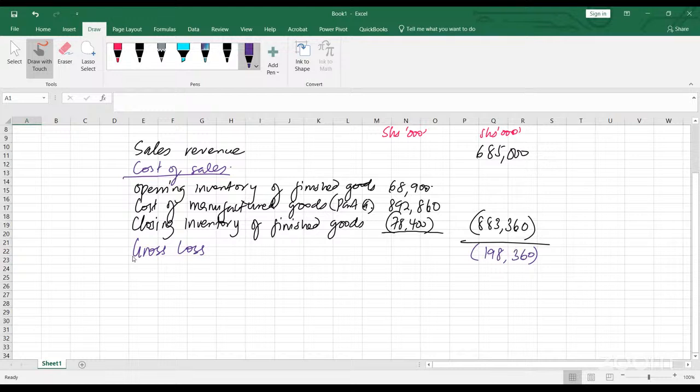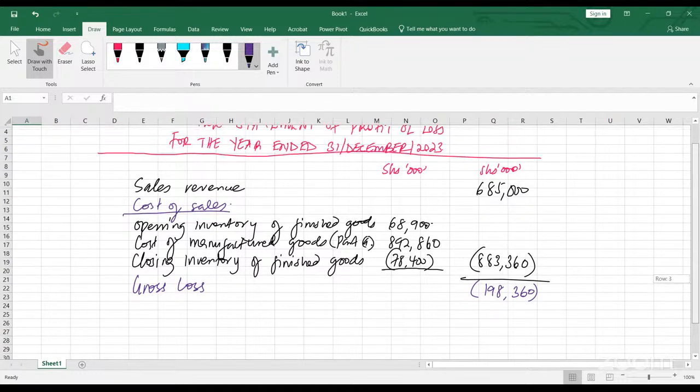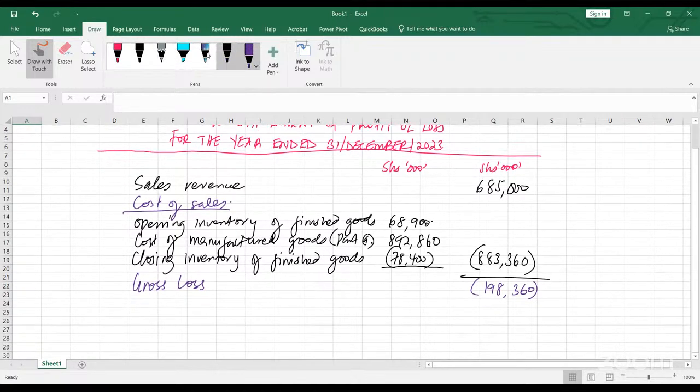Now what we have to do is to less the operating expenses. Now, under the operating expenses, remember we categorize these expenses as selling and distribution expenses, office and admin, financial charges. Let us start with the selling and distribution costs.